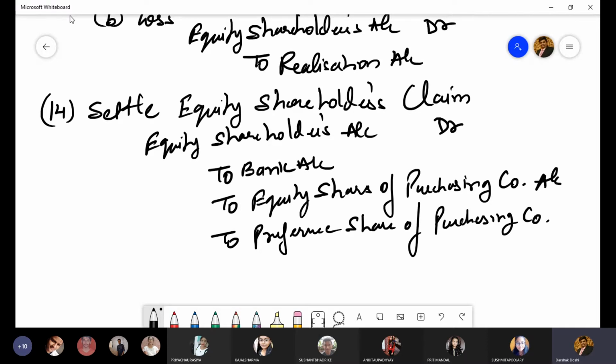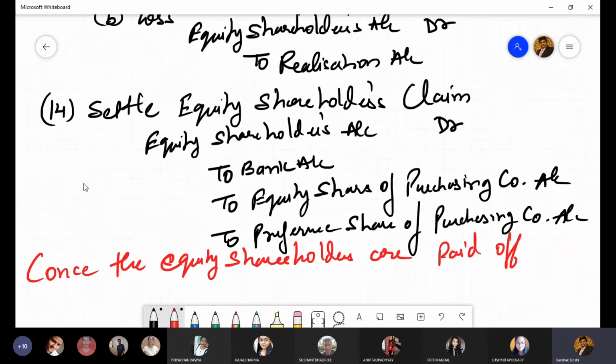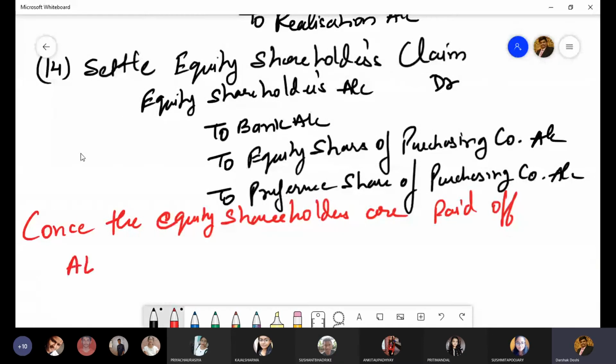Sorry, in the credit side. Equity shareholders will come on the debit side. Whatever is paid will come on the credit side. Post equity shareholders are paid, once equity shareholders are paid off, all accounts should tally.